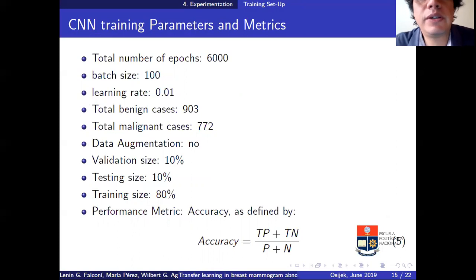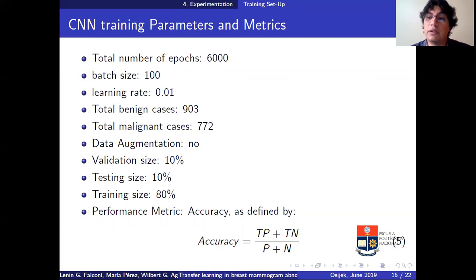Next, we created our hyperparameters for the training algorithm for both NASNet and MobileNet. We use the same parameters. You have 6,000 epochs, a batch size of 100, a learning rate of 0.1. The total benign cases and malignant cases are 903 and 772. Data augmentation at this stage was not used.